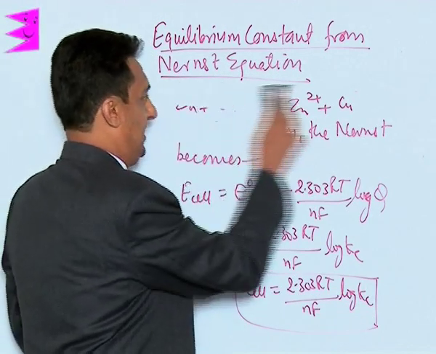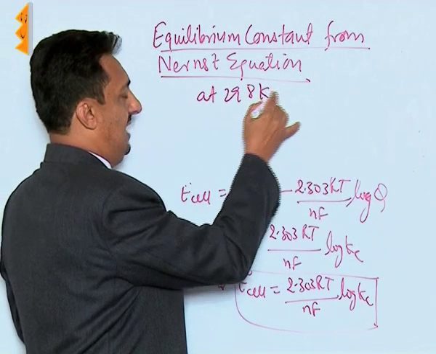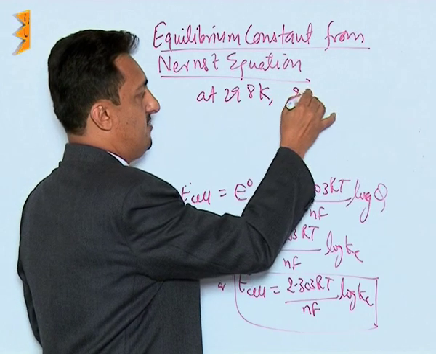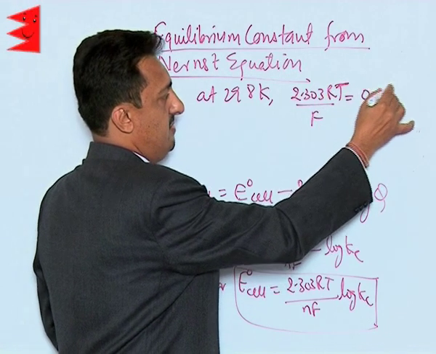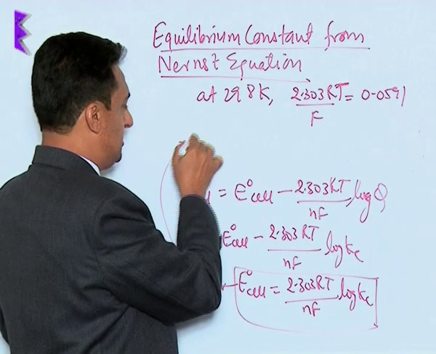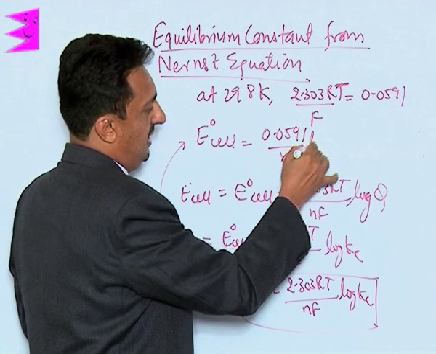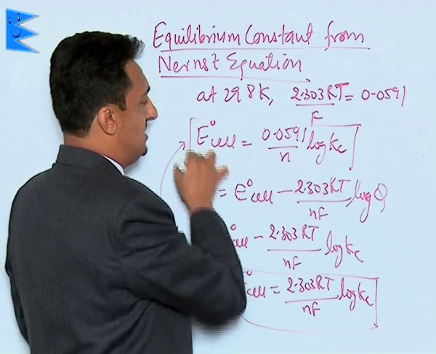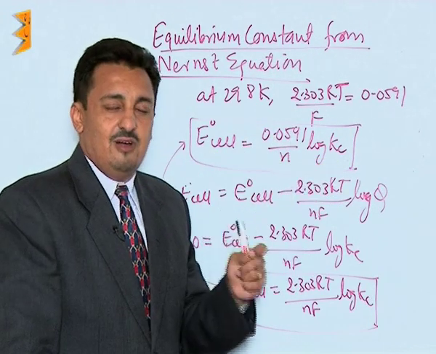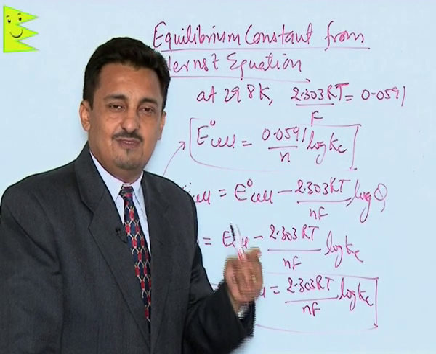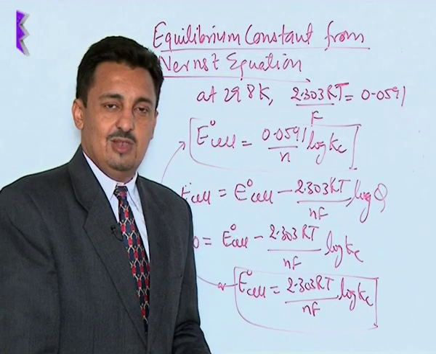Also, another important thing, at 298 Kelvin, we know that the whole term 2.303 RT/F is actually 0.0591. So this equation can be written as E naught cell equals 0.0591 by n log Kc. This can be used to find the equilibrium constant of any redox reaction taking place in any galvanic cell at 298 Kelvin. We can easily find out its equilibrium constant from the E naught value.